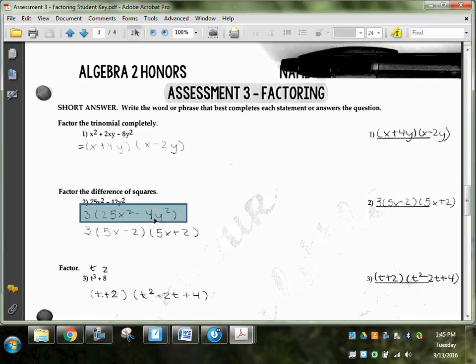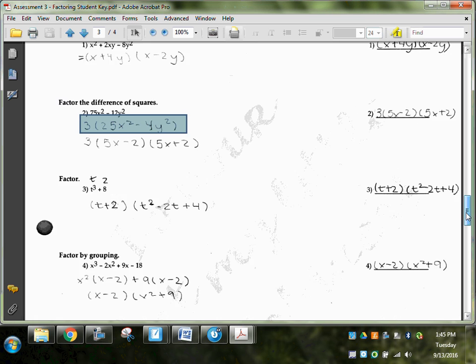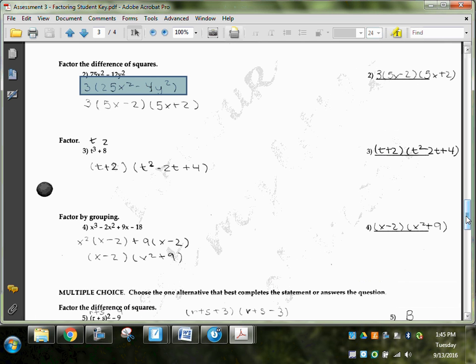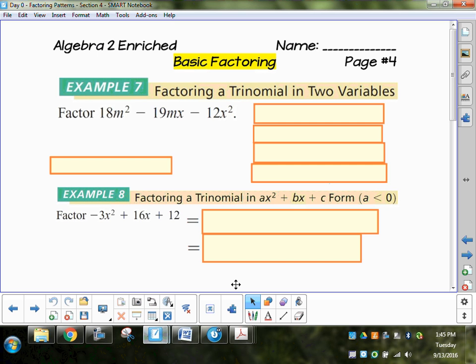That's fine. Do this. Make sure you grab your assessment over on the side, please, and get it done. We'll finish this then at the end of the period. Let's take a look, please. We left off on example 7.